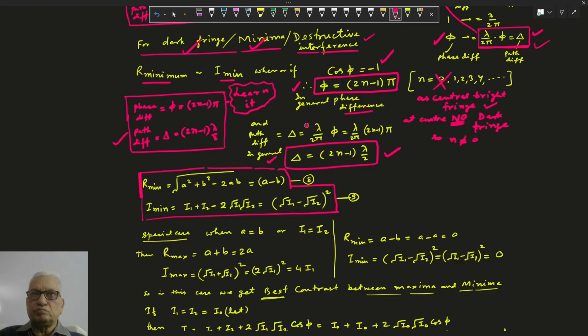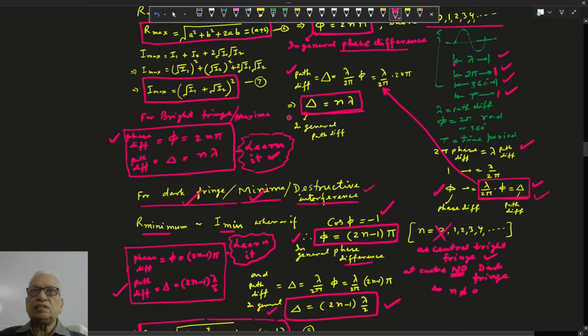Now for minimum, putting the value of cos phi minus 1, a square plus b square 2 minus 2 अभी रूट है, इसे सॉल्व करेंगे तो a माइनस b हो जाएगा. I मिनिमम कितना होगा, i1 प्लस i2 माइनस हो जाएगा, cos phi की वैल्यू माइनस 1 है, तो हम ऐसे लिख सकते हैं रूट i1 माइनस रूट i2 और ब्रैकेट में होल स्क्वायर. So it is true for r minimum, I minimum, and here is I maximum and r maximum.